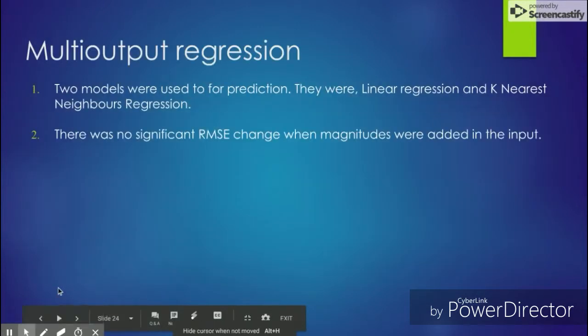Two models were used, the linear regression and k nearest neighbors regression. Linear regression was used as the correlation was 0 and k nearest neighbors was used as closer stars were expected to behave similarly.